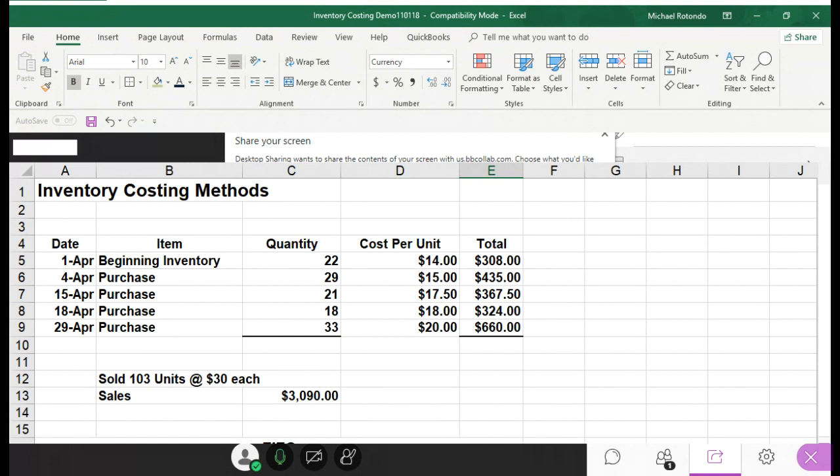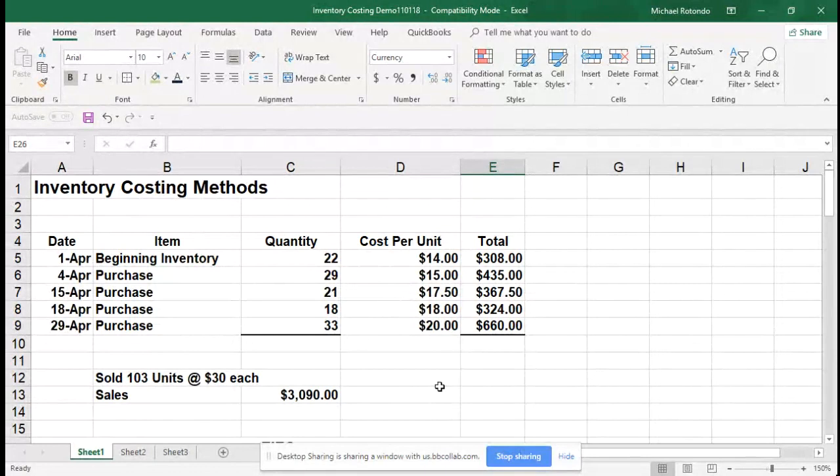So three other methods have been developed. We have FIFO, first in, first out. We have LIFO, last in, first out. And we have the average cost method. Let's take a look at an example and see if we can take information and figure out what our cost of goods sold would be under each of those three methods.